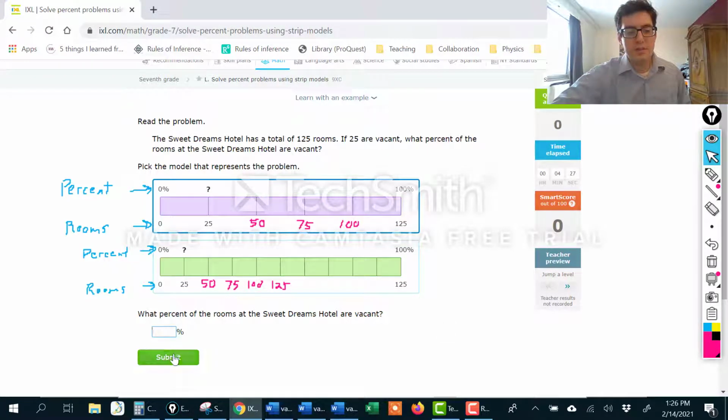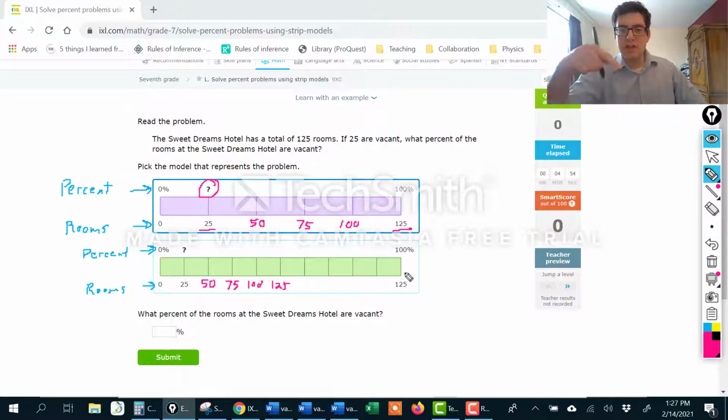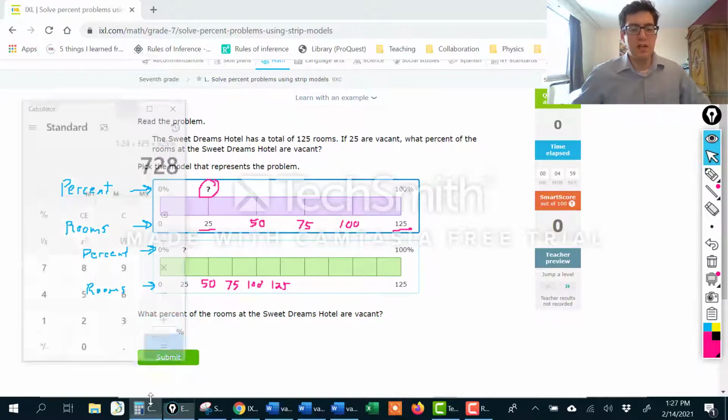But now for this IXL exercise, they also want you to figure out what that should be, okay? So there are a couple of ways that we can do it. This is what I would call a find the percent of the whole problem. And to answer a find the percent of the whole problem, we would just do the part, which is 25, divided by the whole, which is 125, and then we'll get a decimal, and then we just convert that decimal into a percent. And you can use a calculator for that.